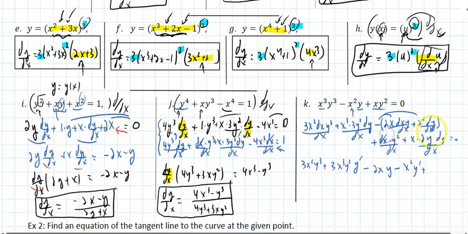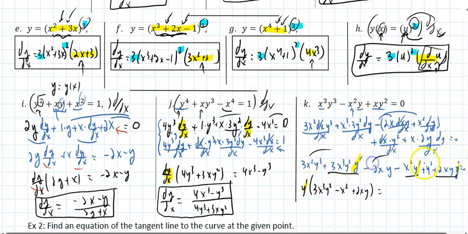plus y squared plus x plus 2xy y prime equals 0. And now if I get all the y primes on one side, factor that out, I'll have 3x cubed y squared minus x squared plus 2xy. Hopefully I didn't make a mistake, and if I did, you get the idea.